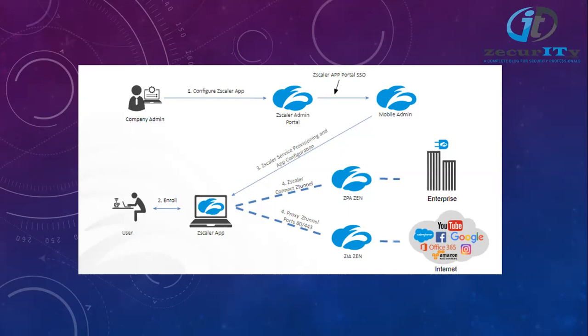Once the user is enrolled, the user information and device details will be provisioned on the mobile admin portal. From there, the end user can access the internet via the ZIA Zen node, and access private resources via the ZPA Zen node. ZPA is Zscaler Private Access, which supports the end user in accessing internal private resources through the public cloud.